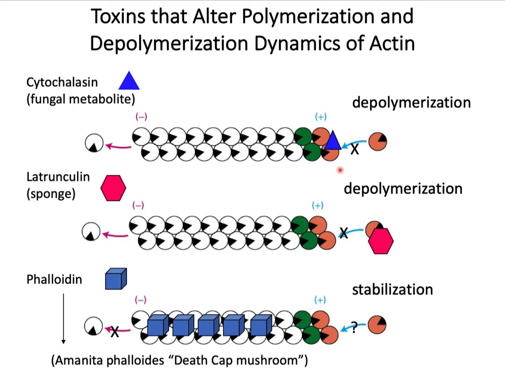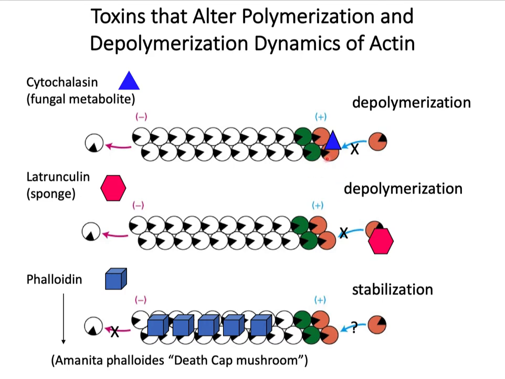So what is the mode of action for cytochalasin? Cytochalasin binds to the plus end of the filament, as shown here, this blue triangle bound to the plus end. This prevents the addition of monomers to the plus end.